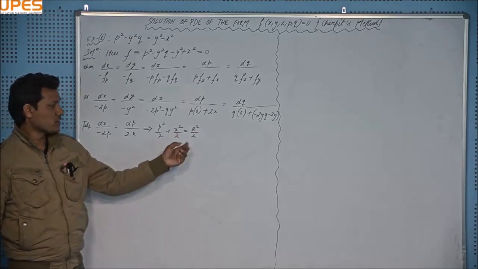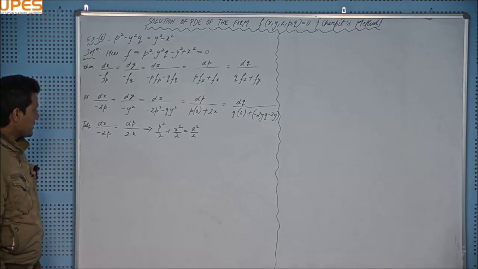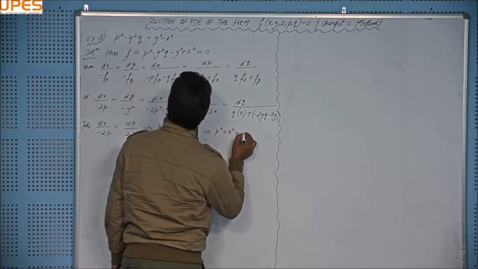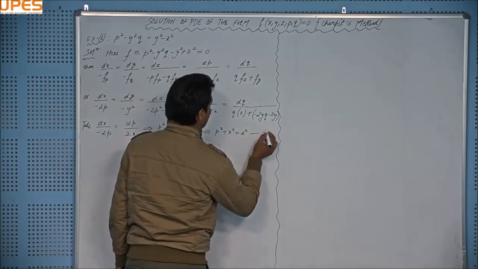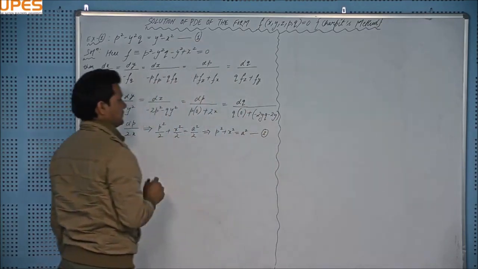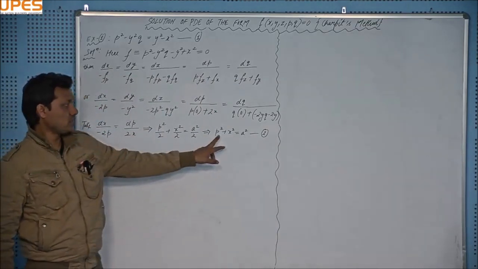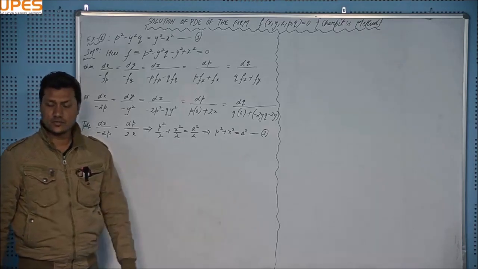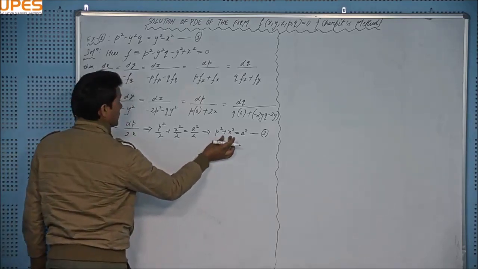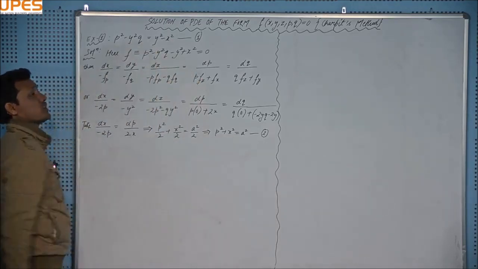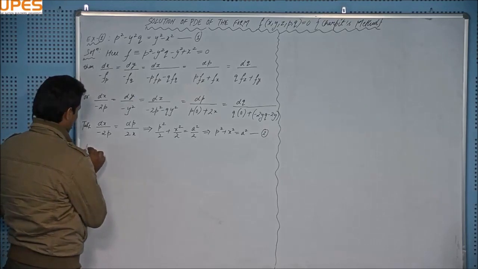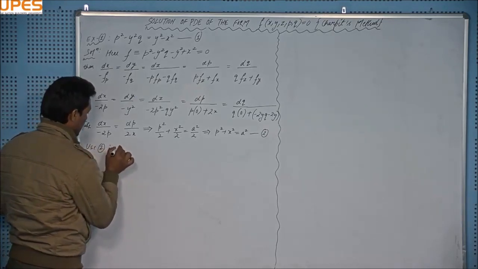I have taken a square by 2 in order to cancel this 2 completely. Then I will be getting p square plus x square is equal to a square. Let me call the original equation the first equation, and this is my second. You can see that I have obtained p in terms of x. The next target is to obtain q, and that is generally done by substituting p from equation number 2 in equation number 1.